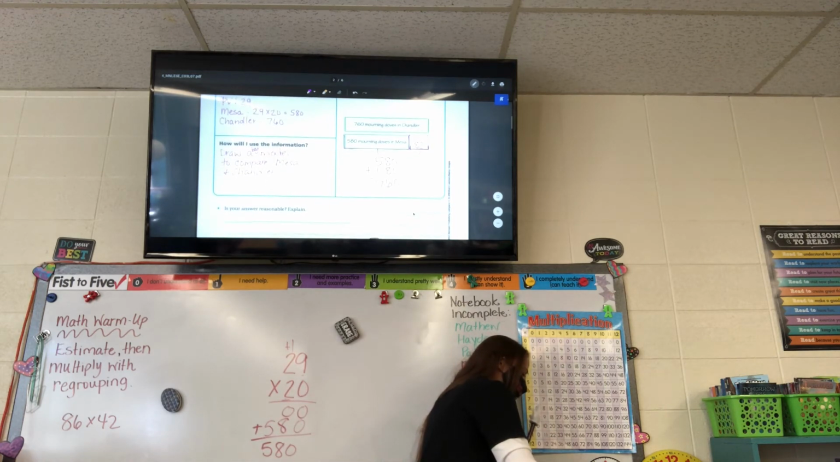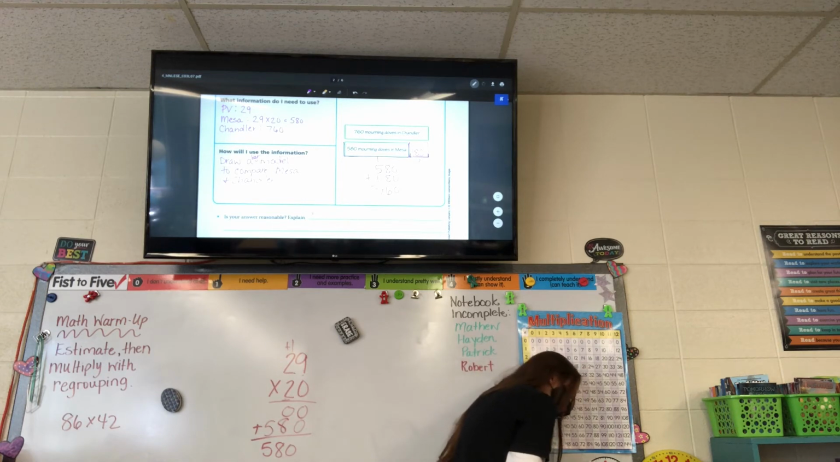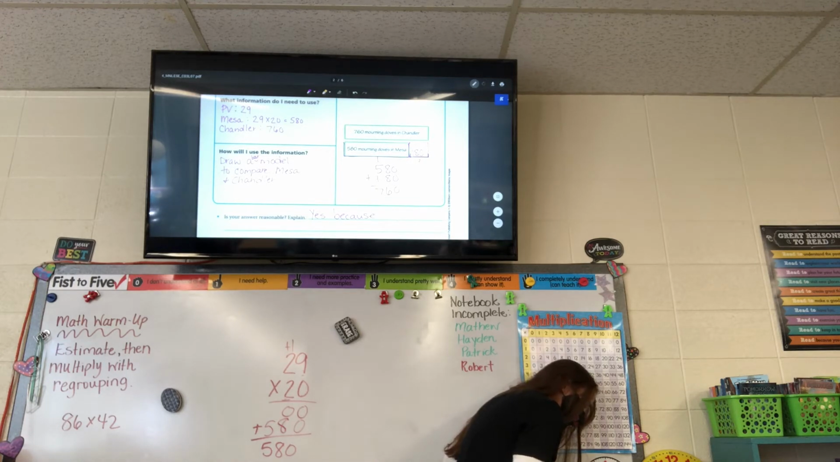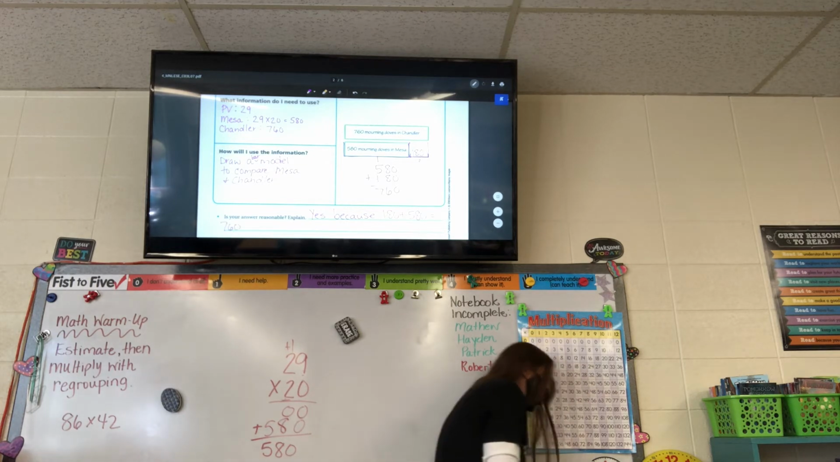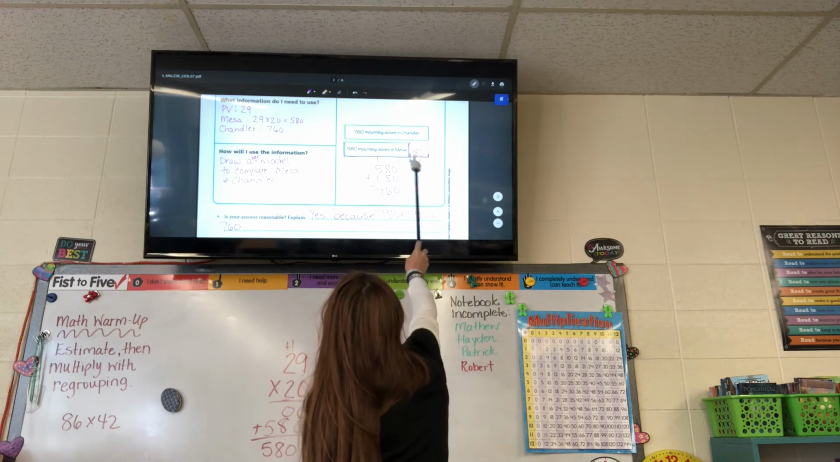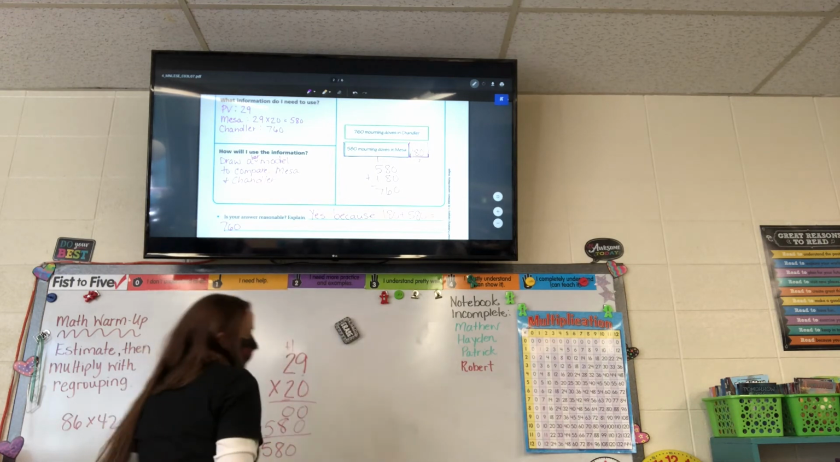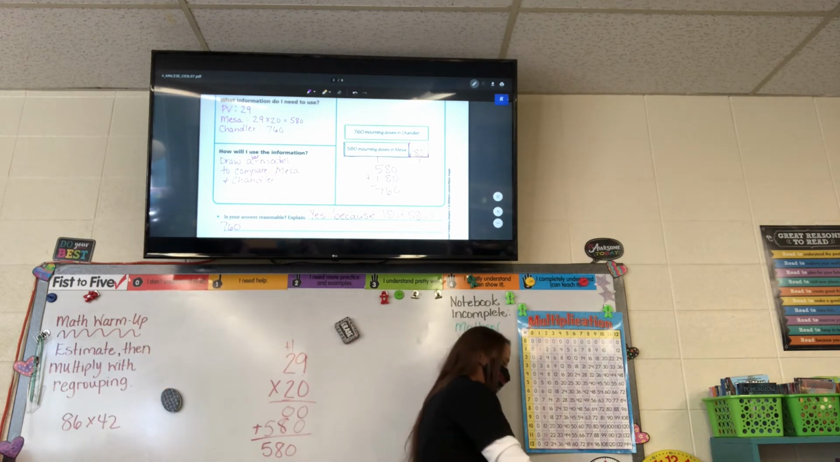It says, is your answer reasonable? Explain. Yes, because 180 plus 580 equals 760. So in other words, we found the difference, which was 180, and when we checked it by adding it to this, we got this, which is correct.